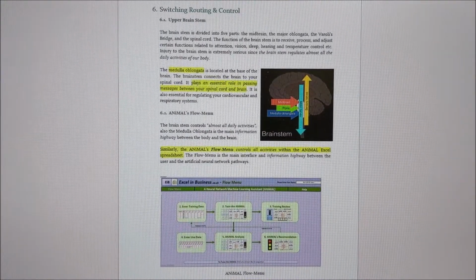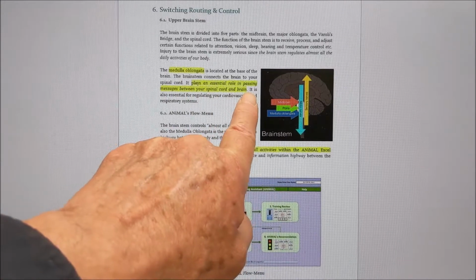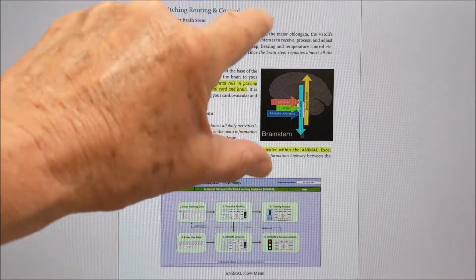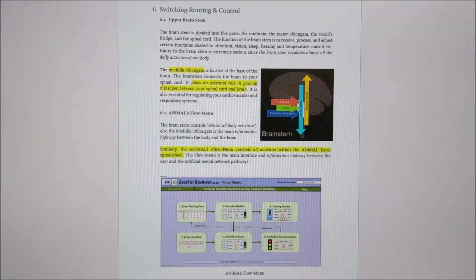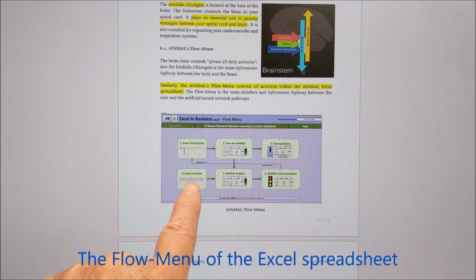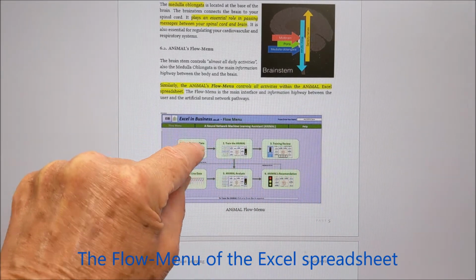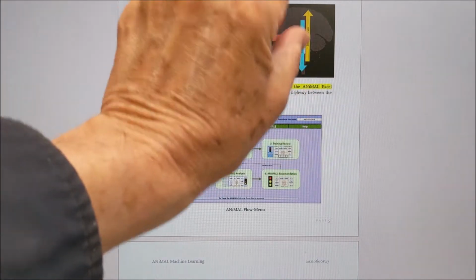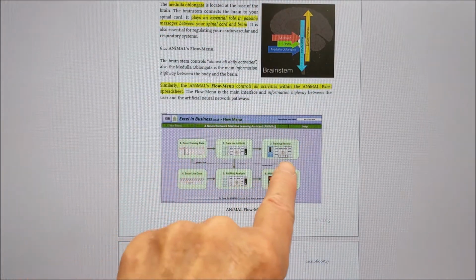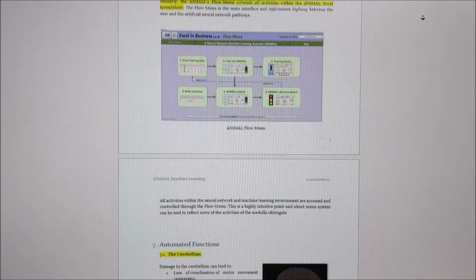the upper brainstem, the medulla oblongata. It plays an essential role in passing messages between the spinal cord and the brain. Now, that is never really discussed in any of the neural networks, whereas this is our version of the medulla oblongata. It looks at all the flow to and from the brain, the brainstem and everything else, and this looks at all the mechanisms, all the information flow and the activities of the neural network. So that's our take on that.